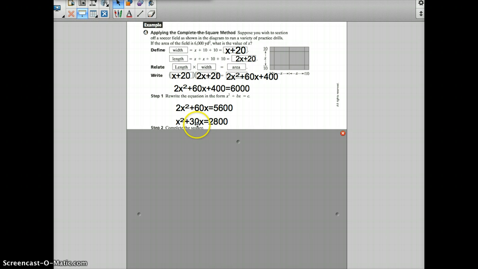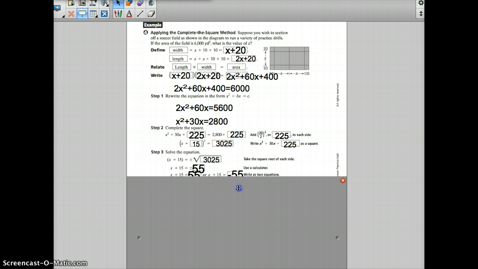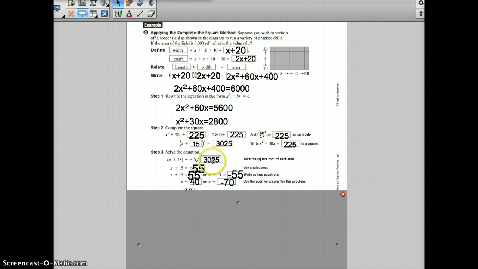It works out beautifully. Now I look at my b value here, which is 30. Divide it by 2 and square it. That gives us 225. We're then going to write this as a perfect square of x plus 15 quantity squared equals 3,025. We can then take the square root of both sides, and we get x plus 15 equals plus or minus 55. The square root of 3,025 is 55, because we added 225 to both sides. So now we have x plus 15 equals plus or minus 55. We can get x is 40 or x is negative 70.